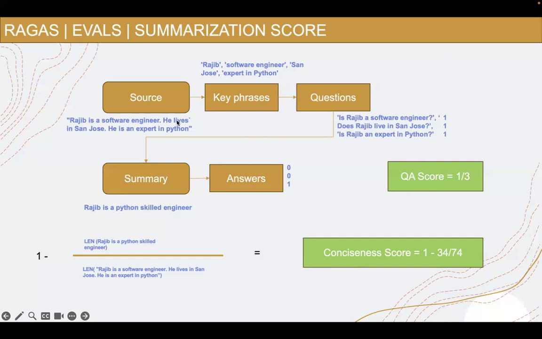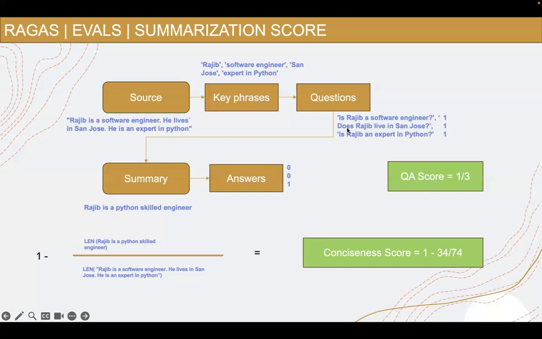To calculate the QS score, the source content is provided to a language model, and the language model is asked to extract the key phrases from the source text. For example, from this source text, it extracted Rajiv, software engineer, San Jose, expert in Python as the key phrases. These key phrases are now given to the LLM, and the LLM is asked again to create closed-ended questions from these key phrases, right? For example, for this case, the LLM created these three questions.